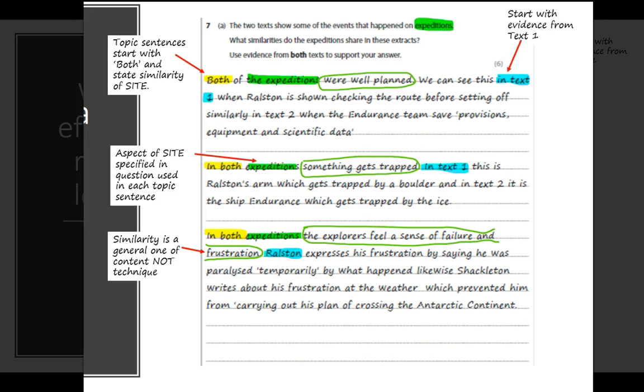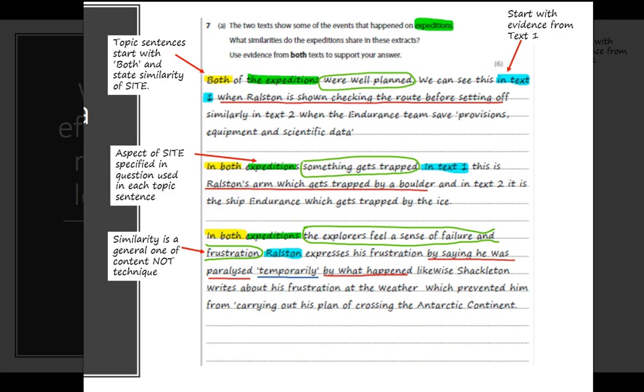After we've stated the general similarity, we then start by providing some evidence from text 1. So we state text 1. You need to clearly indicate to the examiner which text you're writing about, and you can do that either by saying text 1, writing text 1 as I've done in the first 2 paragraphs, or by naming the writer of one of the texts, because then the examiner knows which one that you're referring to. You then provide your textual evidence.